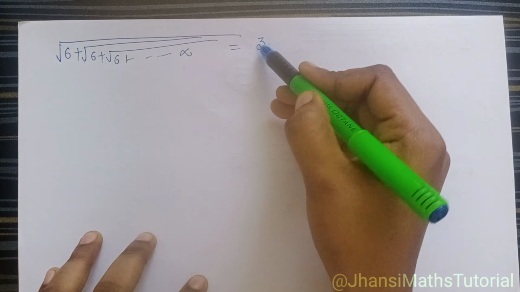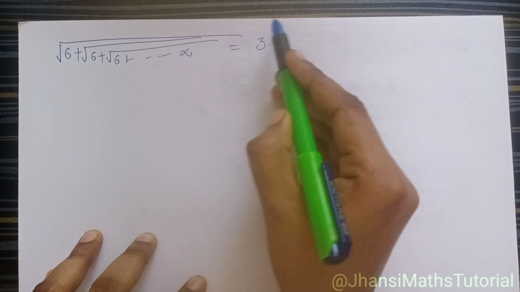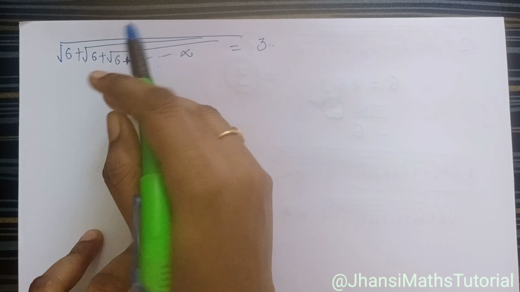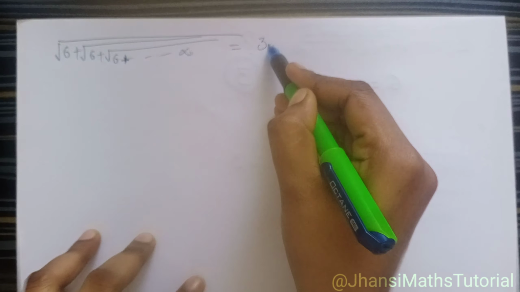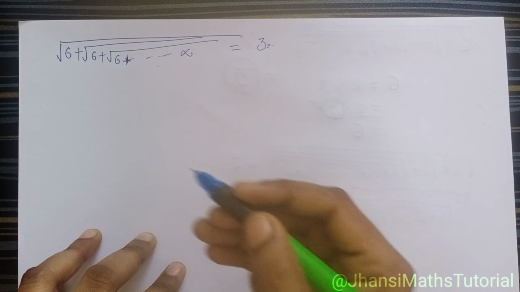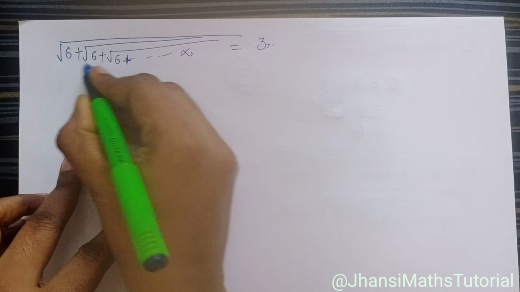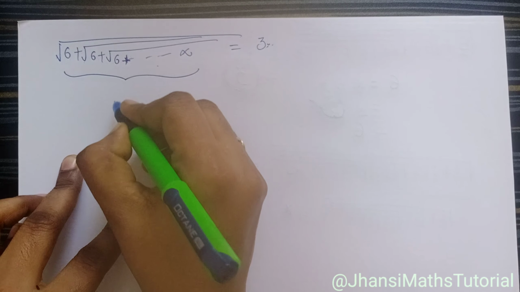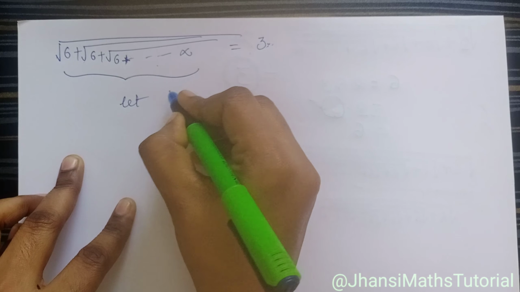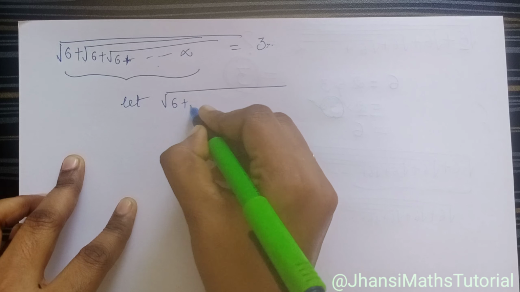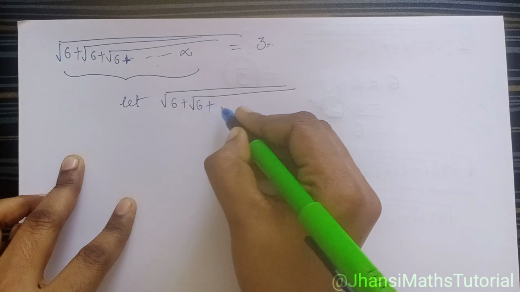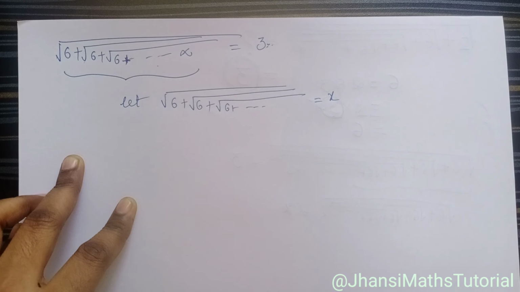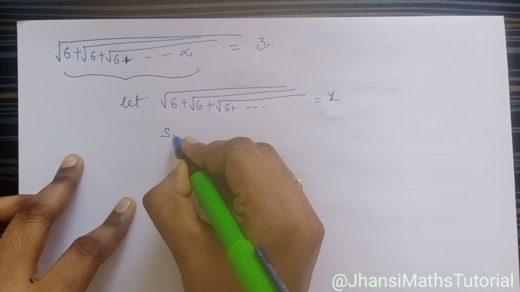So by using the trick, we got the answer for this question as 3. Now let's prove it in a general method, whether the answer 3 is correct or not for this question. Now let's get into the question again. Now I am taking this LHS as x. So let root of 6 plus root of 6 plus root of 6 plus so on is equal to x. Now let's square on both sides.